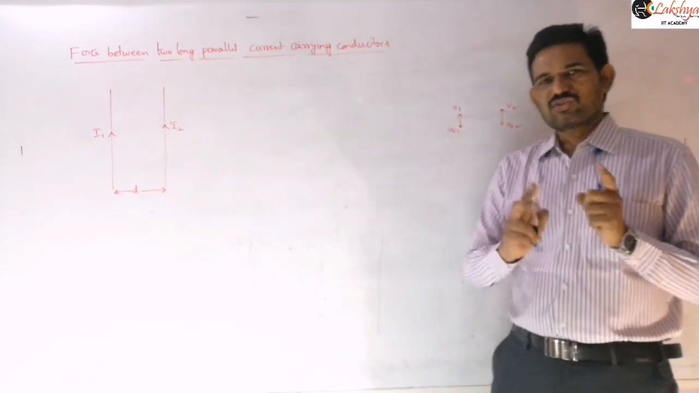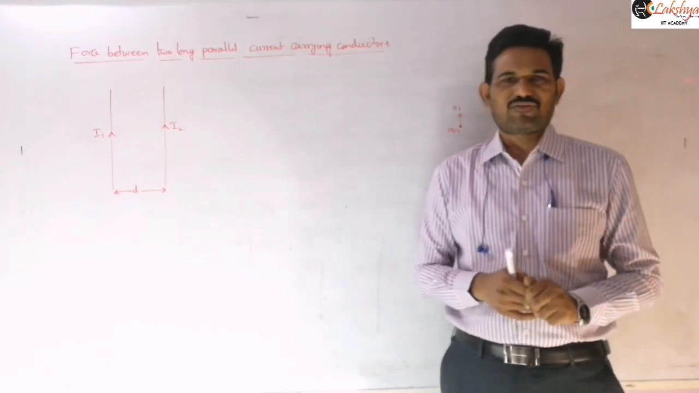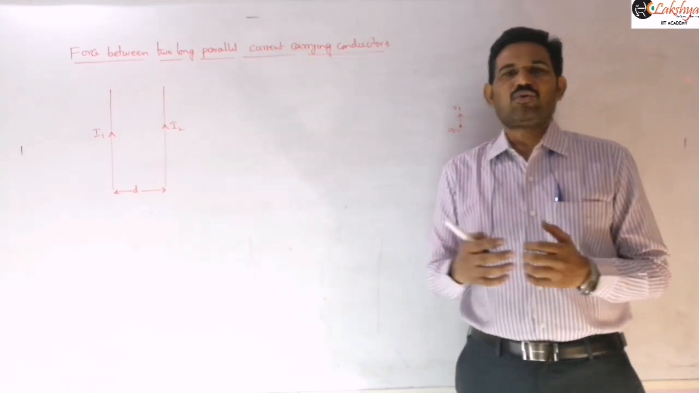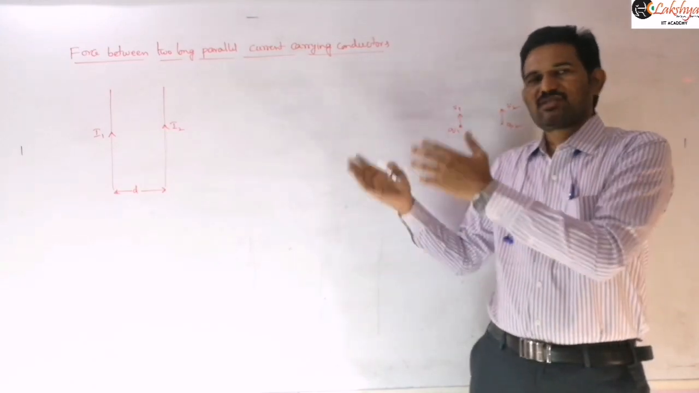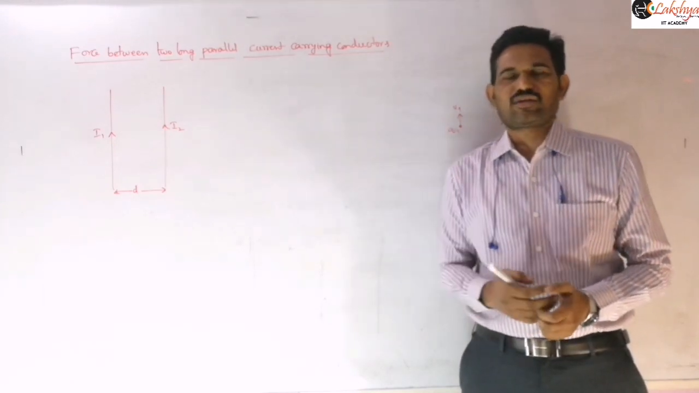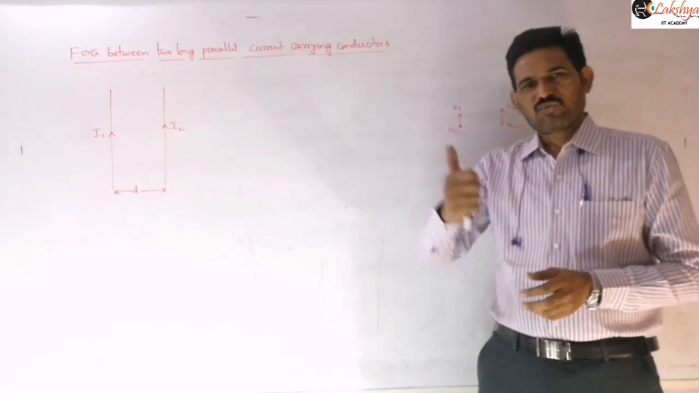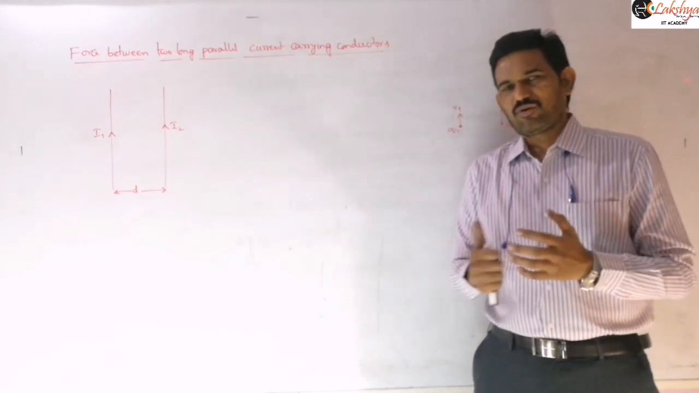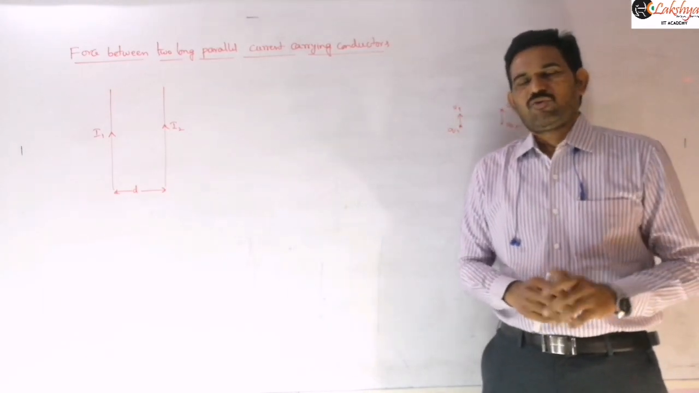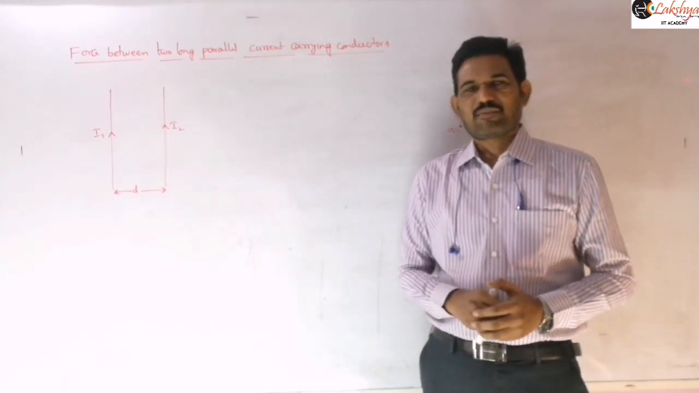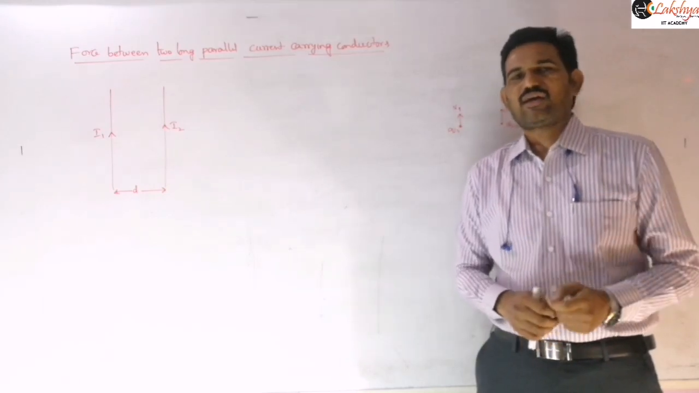For this we need to use two concepts. One concept is that a current carrying conductor produces a magnetic field. We already know how to find its magnitude and direction. This is an infinitely long conductor, so the magnitude you can write as mu naught I by 2 pi r, and the direction we can find using our right hand thumb rule. The next concept to remember is that whenever a current carrying conductor is placed in a magnetic field, some force acts on the current carrying conductor, and we already know how to calculate that force.